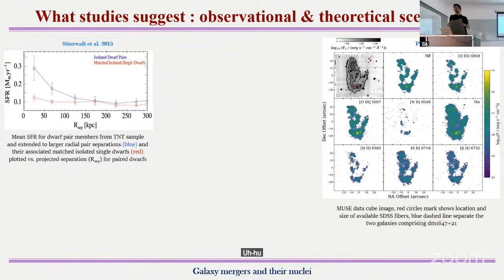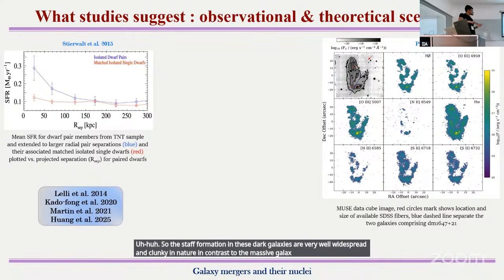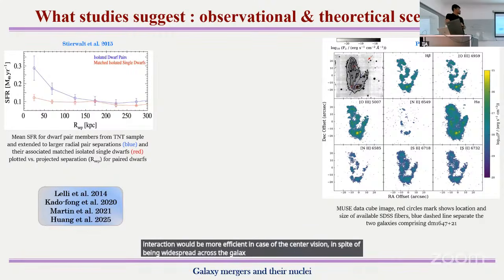The star formation in these dwarf galaxies is widespread and clumpy in nature, in contrast to massive galaxies, where the interaction would be more efficient in the central region instead of being widespread across the galaxy. This has been explored by different studies, like these here, but this is not the overall case.